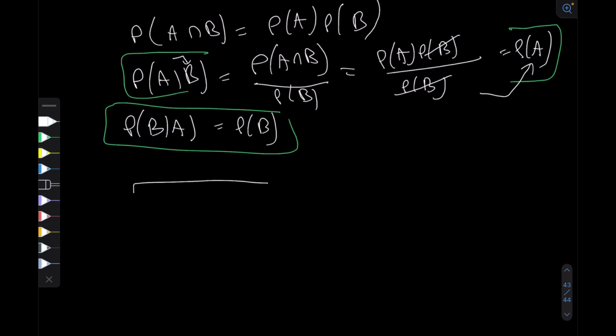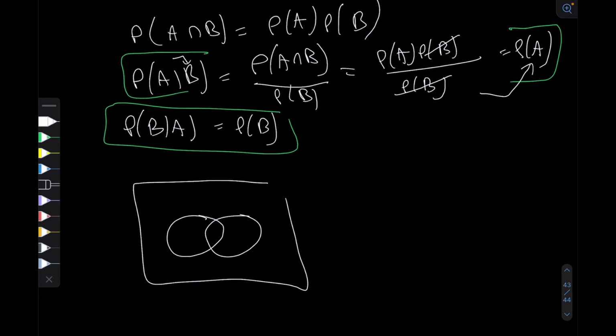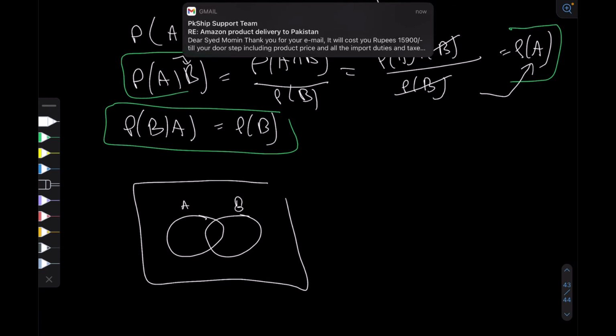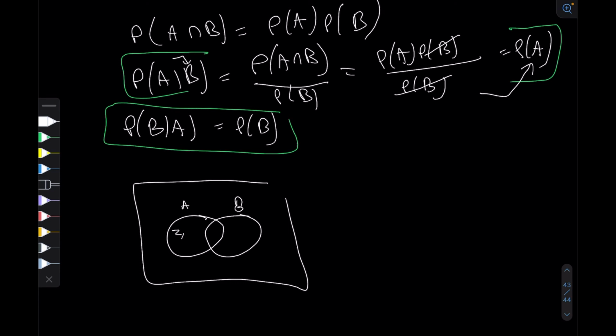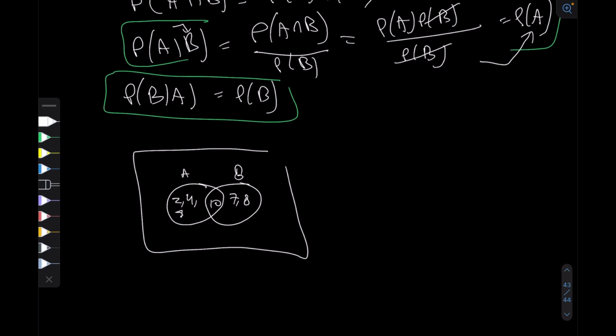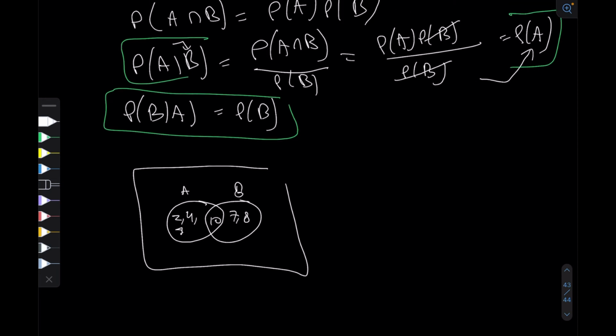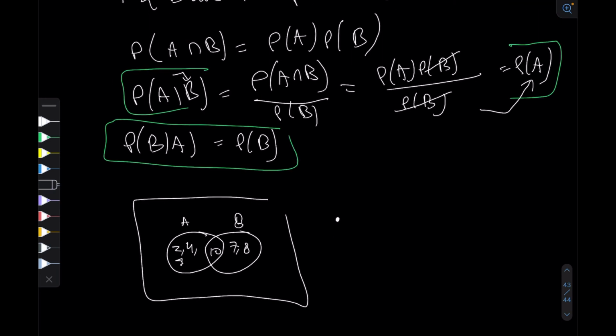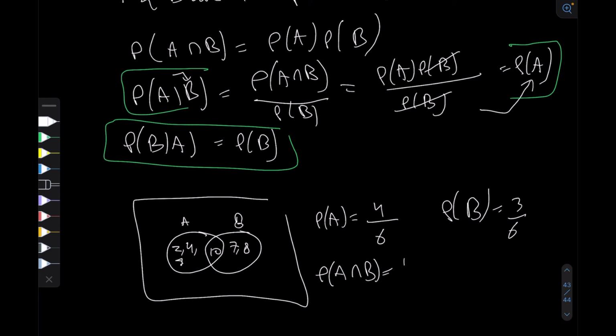So let's say I have this Venn diagram. There's A, there's B, and let's say A and B are some random events. So this has 2, 4, 9. This has 7, 8, and both of them have 10 in common. And you need to check whether the events A and B are independent or not. So we know that the probability of A is 4 over 6, the probability of B is 3 over 6, and the probability of A given B is 1 over 6.